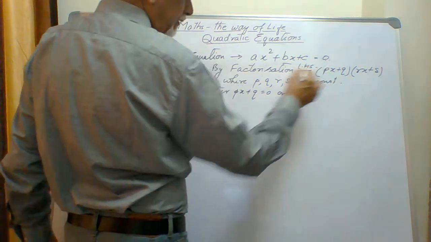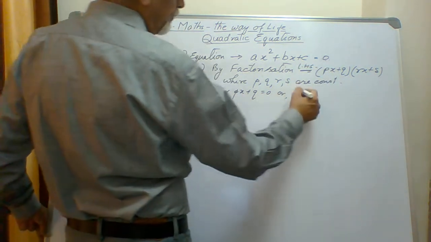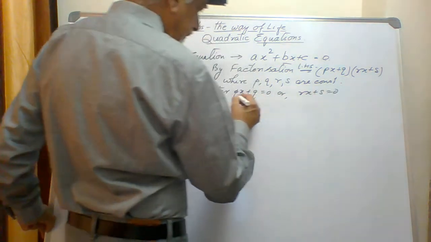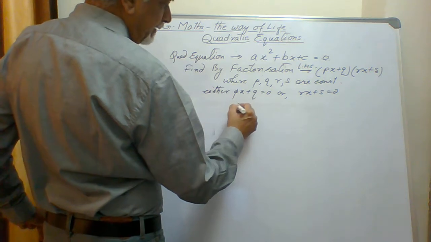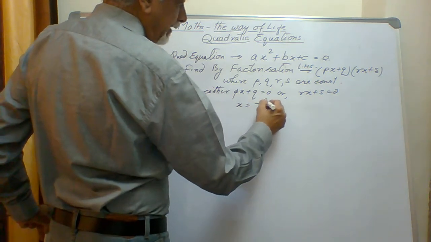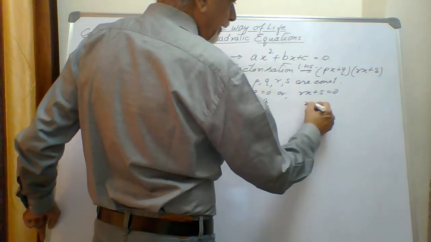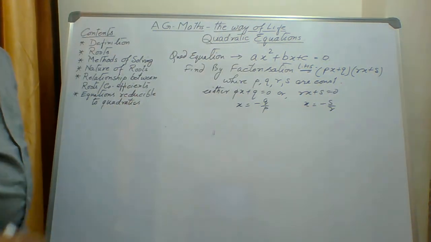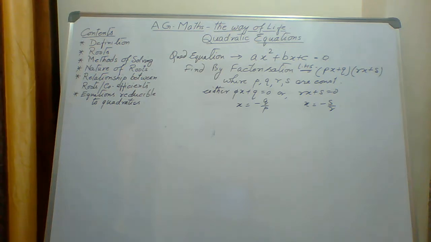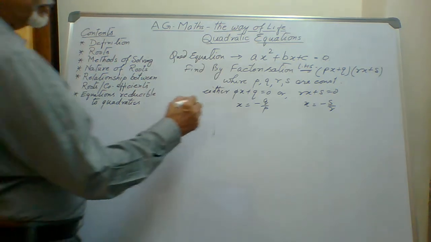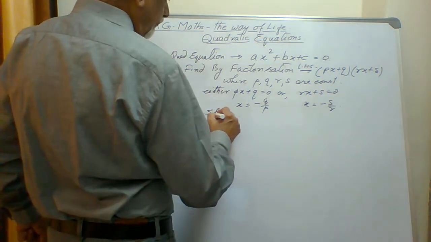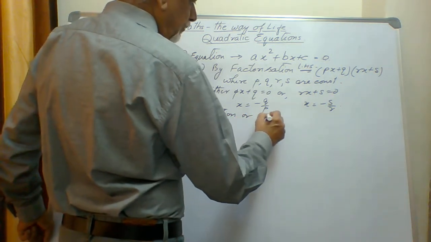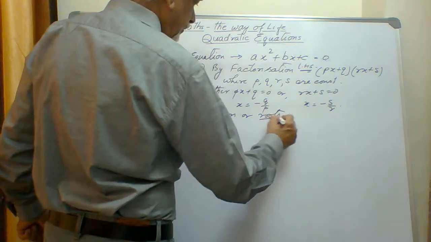I write the LHS like this, then px plus q is 0, or maybe rx plus s is equal to 0. If this is 0, then what is the value of x? I get the value of x as minus q over p, and here I get the value as minus s over r. So these are the two different values of x, and we say these are the solutions or the roots. This is the meaning of the word roots.